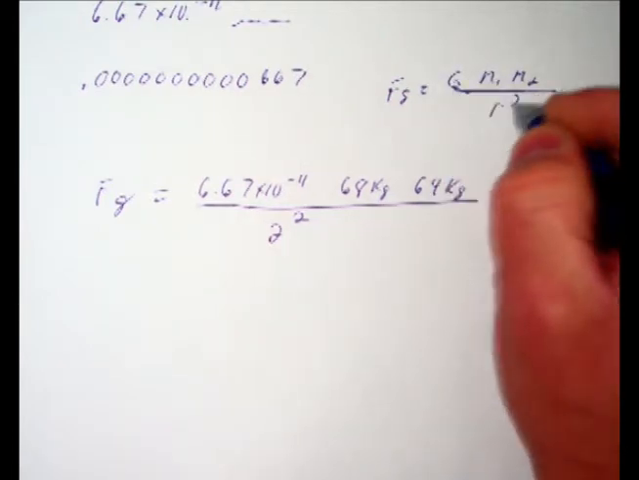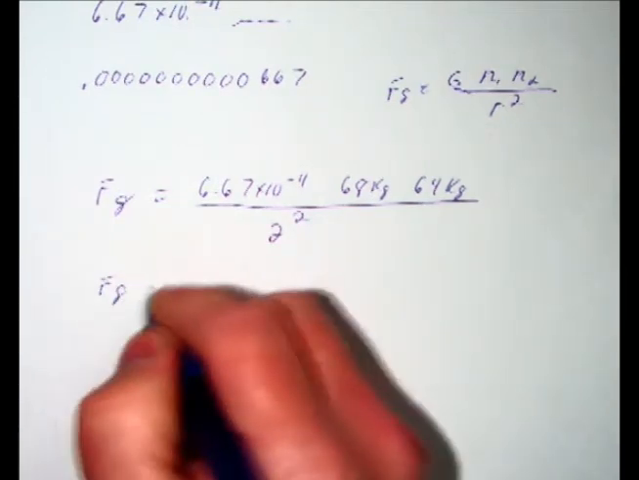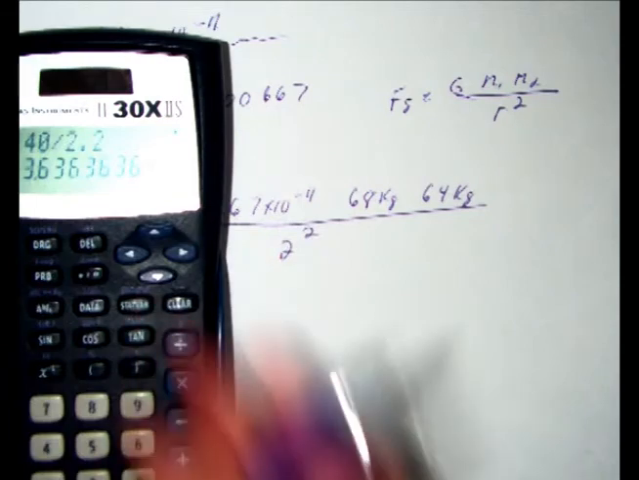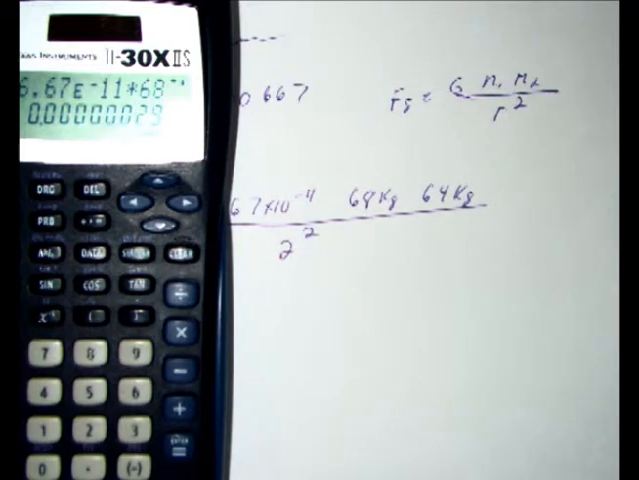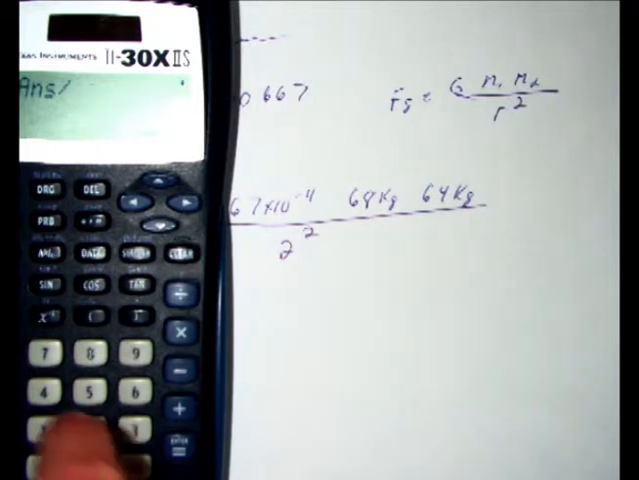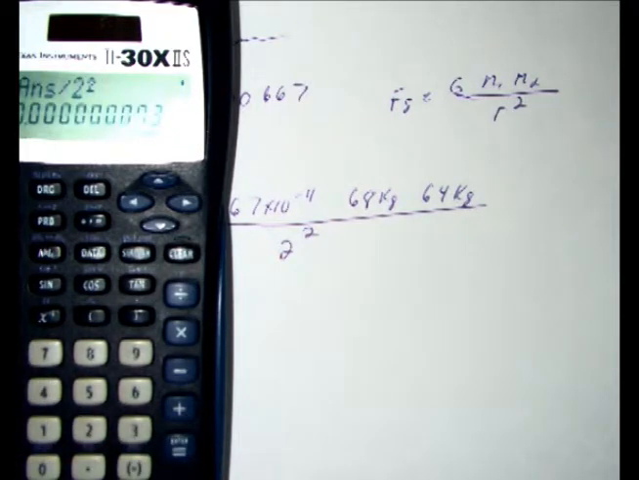Because remember, it's FG equals big G times M1 times M2 divided by radius squared. So now it's just putting numbers in, right? So we put this in the calculator. Because it's too early in the morning to do math. So now we're going to do 6.67 second E. Remember, we want to do scientific notation. Negative 11 times my mass. My mass is 68 kilograms. Times Gabriel's mass, which is 64 kilograms. I'm going to hit the enter key. And that gives me a number, and now I'm going to divide that by the distance squared. So divided by 2 squared.